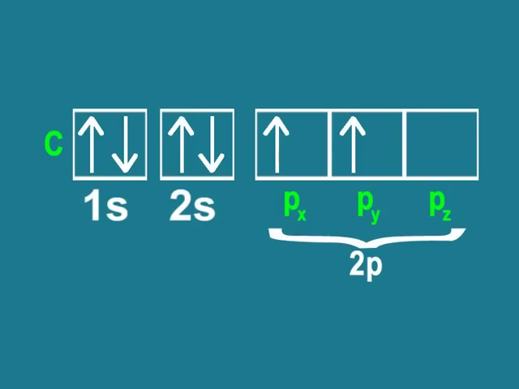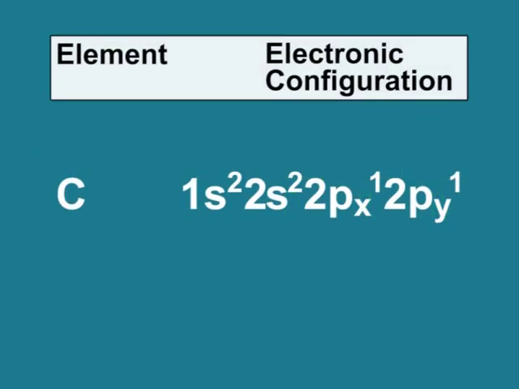In carbon, two electrons having opposite spin are shown in 1s orbital and 2s orbital each. It also has two unpaired electrons in 2p orbital. Its electronic configuration is 1s2, 2s2, 2px1, 2py1.